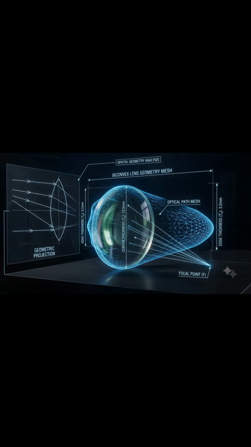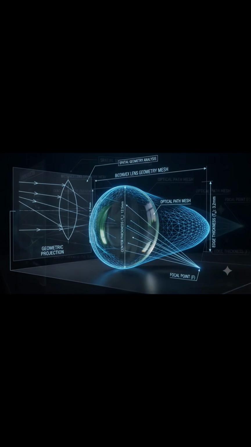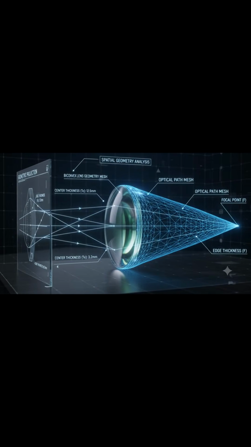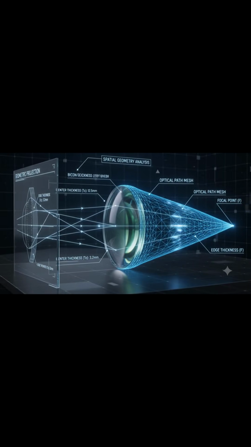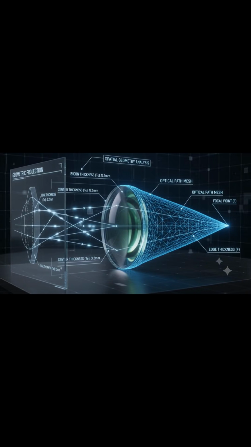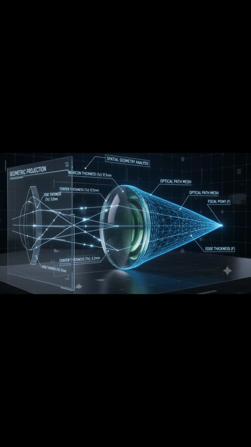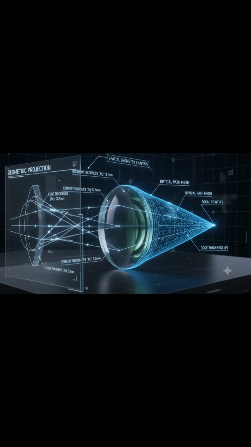To build a more accurate understanding, we must first separate shape from function. Convex and concave are purely geometrical descriptions. A convex lens is simply thicker at its center than at its edges. A concave lens is thinner at the center. These definitions describe the physical geometry of the object, but by themselves, they do not determine how light will behave.